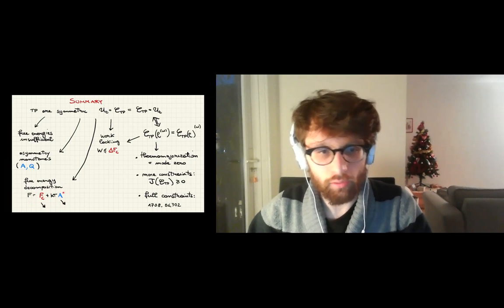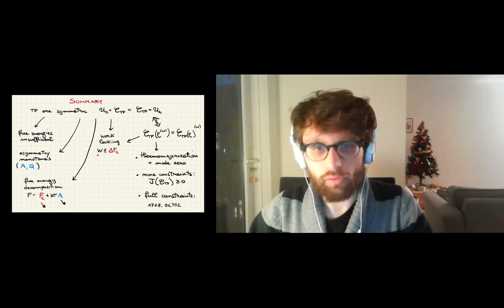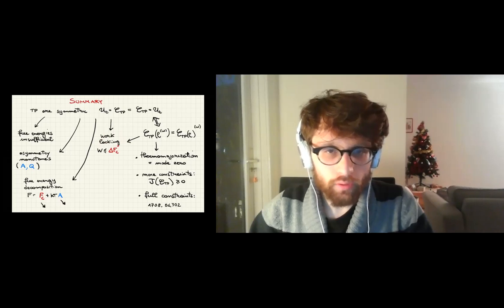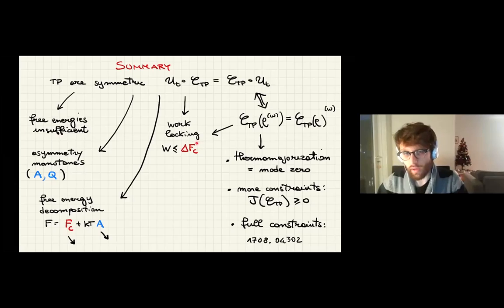This was a triangle square drawing. We saw that there is this notion of work locking, whereby the work that is inside the coherent part of the free energy is locked. You cannot extract it as work unless you add some extra resources, like some field that is allowing you to do so. Otherwise, this thermodynamic relation gets deformed from W smaller or equal than delta F to W smaller or equal than the classical part only of the free energy.